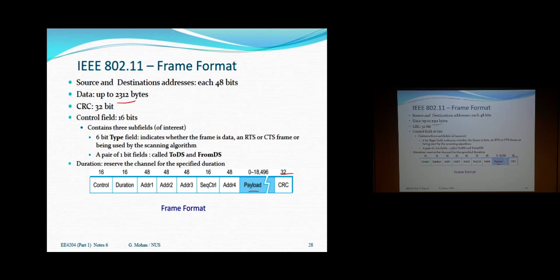Then the initial 16 bits, which we call the control field. This control field tells whether the particular frame is a data frame, an RTS frame, a CTS frame, or part of scanning, like probe request, probe response, association request or association response. So some bits here indicate the type, whether it's data, RTS, CTS, or a scanning control frame. There are other bits also, but they are not of interest to us. There is also a pair of 2 bits, called to distributed system and from distributed system. Why do we need this? I will explain it slightly later.